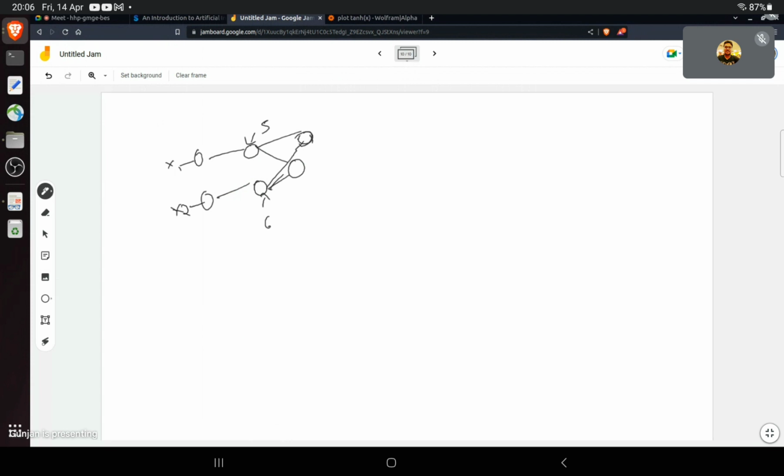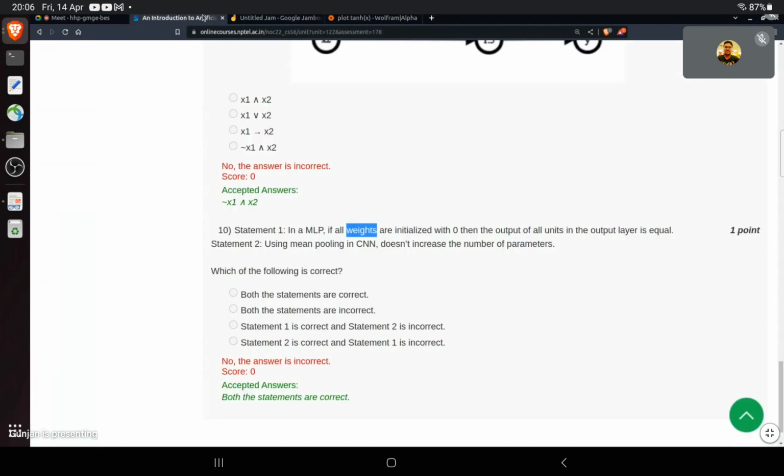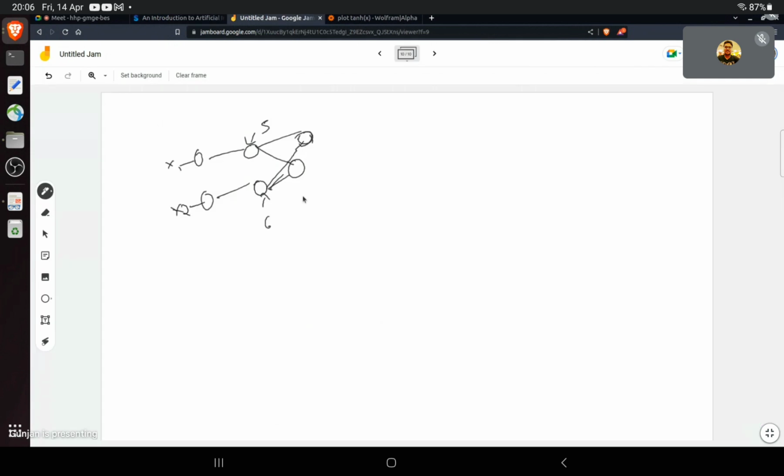No, then it would not work, don't do that. Just connect one layer. The output of all units in the output layer is equal. That is what we want to see, right? No, but where does it say the output layer is connected to the previous layer? Okay, I understand your point. Now I'm saying let this be an intermediate layer, an additional intermediate layer.